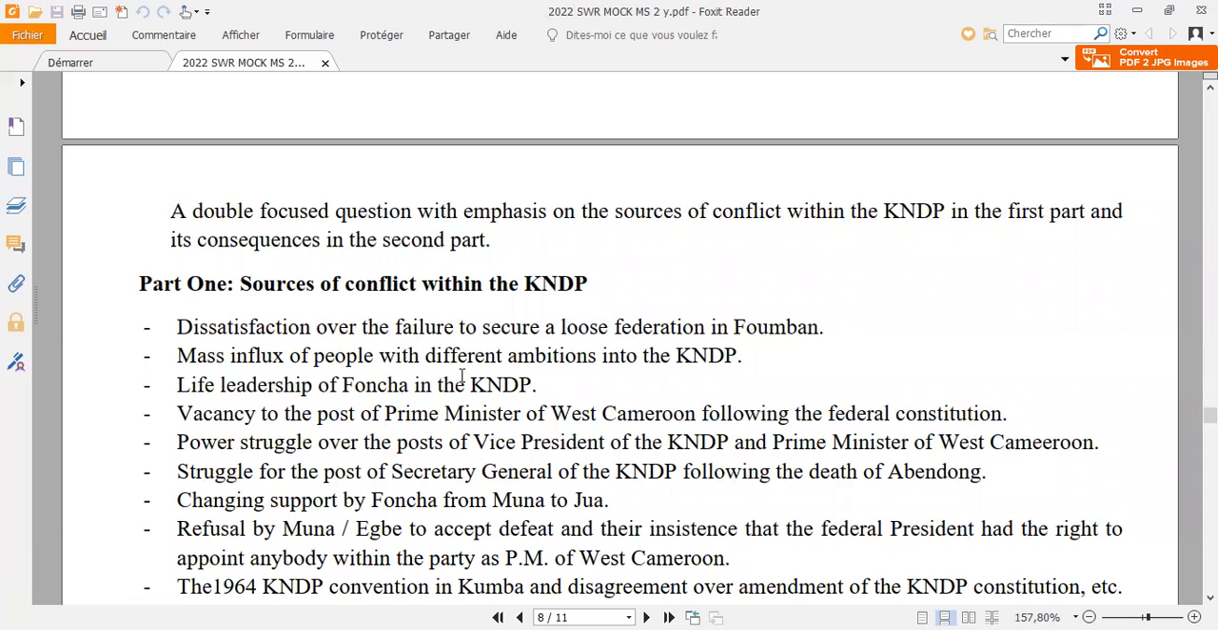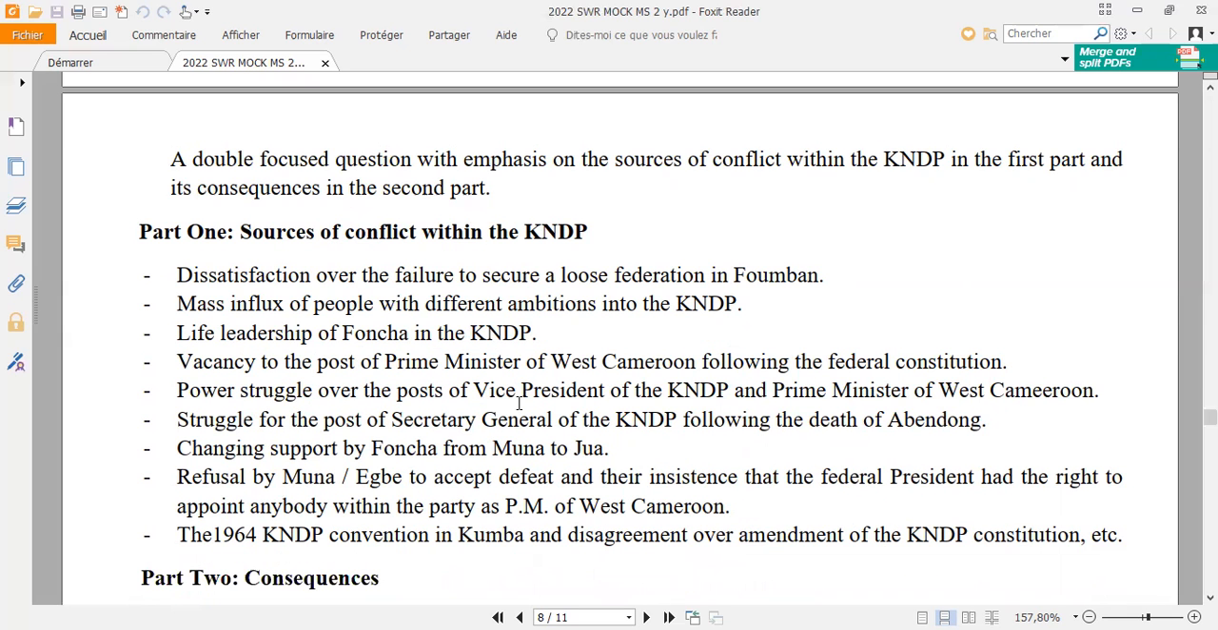For example, you have dissatisfaction over the failure to secure a loose federation, mass inflow of people with ambition into the KNDP, life leadership of Foncha in the KNDP, vacancy to the post of Prime Minister of West Cameroon following the federal constitution, power struggle over the post of Vice President of the KNDP and Prime Minister of West Cameroon, struggle for the post of Secretary General of the KNDP following the death of Jase Ambendong, refusal of Muna and Ebe to accept defeat, and the fact that the federal president had the right to appoint anybody within the party as Prime Minister of West Cameroon, the 1963 KNDP Convention in Kumba, and disagreement over the amendment of the KNDP Constitution.